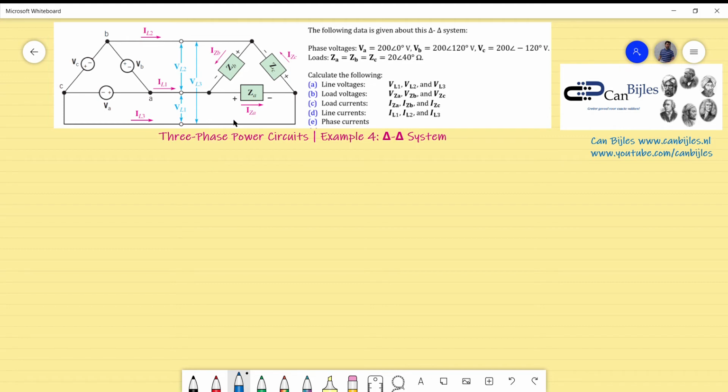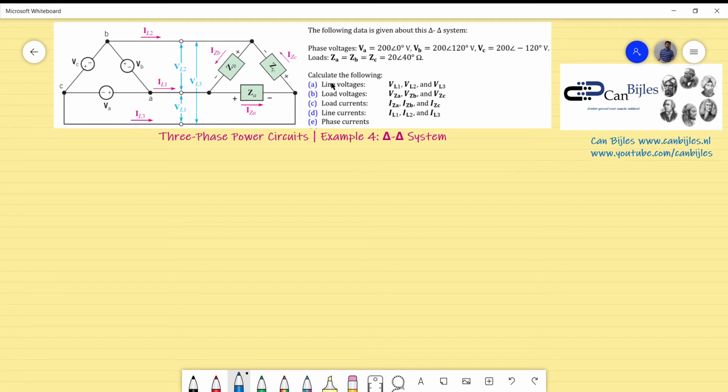Now for this system we have the following data. The phase voltages are 200 volts with a phase orientation of 0 degrees for VA. And VB and VC have the exact same amplitude, but the phases are 120 degrees and minus 120 degrees, as shown here. The loads are ZA, ZB and ZC, all exactly the same. And the values of those loads are 20 ohms with a phase orientation of 40 degrees. So we actually have an inductive load.